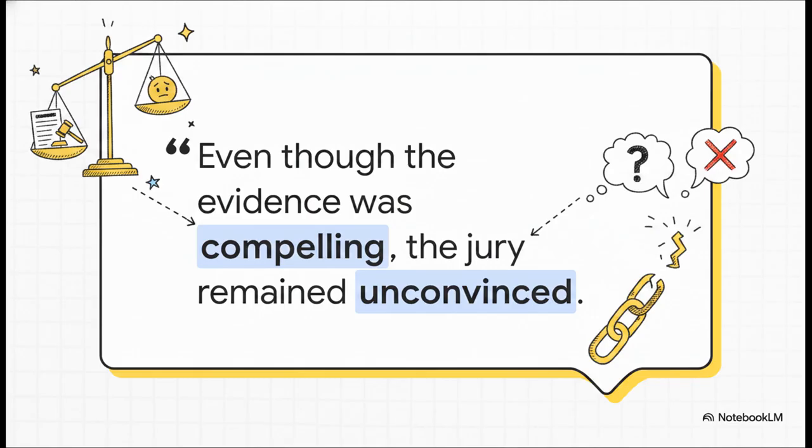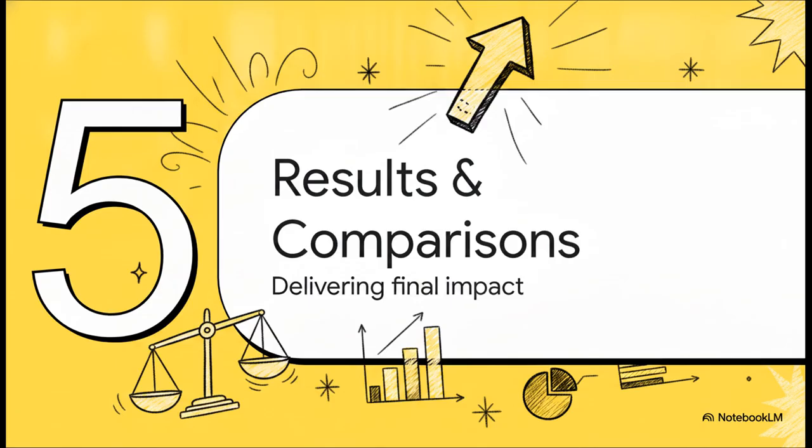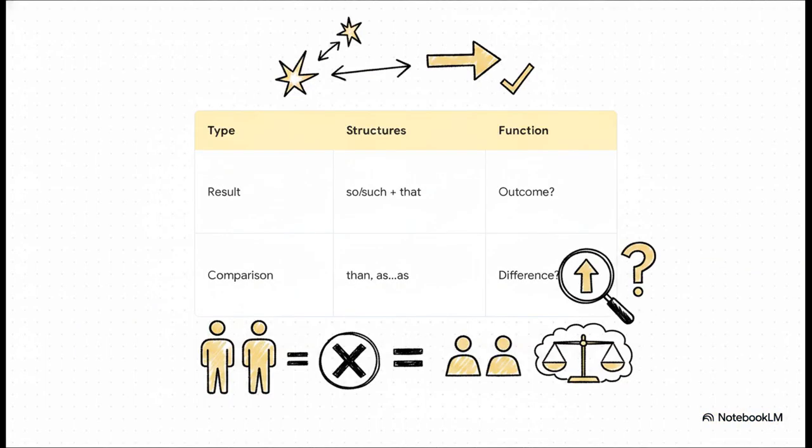Finally, Section 5, Results and Comparisons, delivering the final impact. The crucial point here is that result and comparison clauses finalize your argument by showing concrete outcomes or clear benchmarks. Structures like so that or such that point straight to the definitive outcome of a situation. Meanwhile, comparative structures like than or as demonstrate exactly how two things are similar or different.